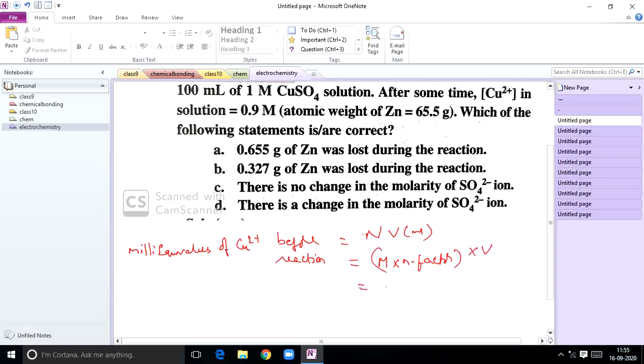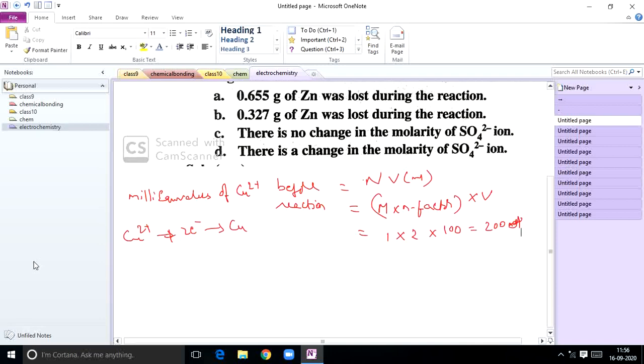So molarity is equal to 1. N factor in case of copper. What is the n factor? How you will calculate? Cu2+ plus 2 electrons gives rise to Cu. Here n factor is 2. 1 into 2 into volume, how much given? 100. So that is equal to 200. That is the milliequivalents of Cu2+ before reaction. Here the n factor is 2. So that is the formula.